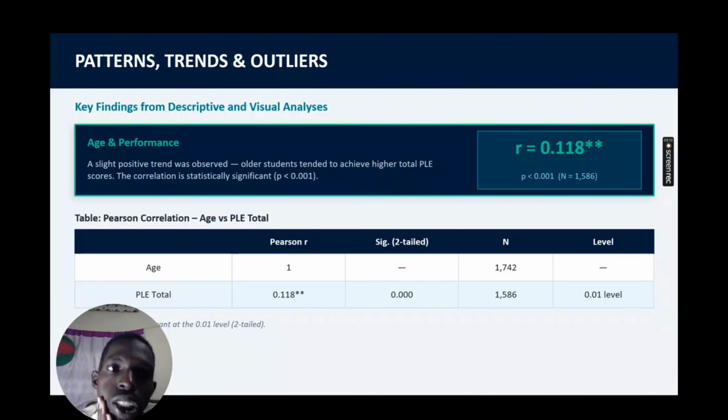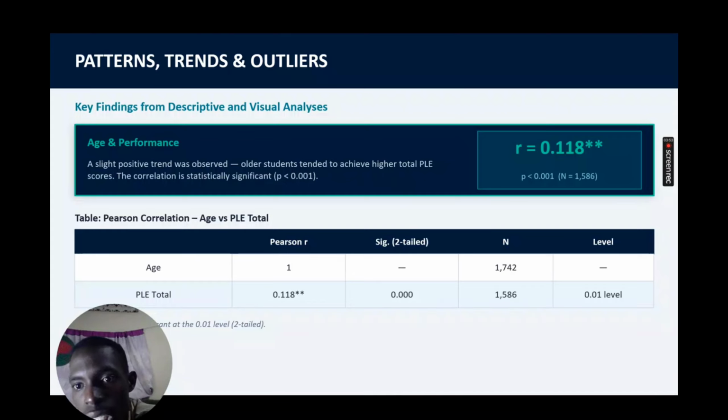Then we did patterns, trends, and outliers. Of course, I've talked about the outliers. So here are the key findings from the descriptive and visual analysis. Here we had age and performance, and we say that a slight positive trend was observed, as older students tended to achieve higher total PLE aggregates. The correlation was statistically significant since our p-value was less than 0.001. The r represents the correlation coefficient, which is 0.118.